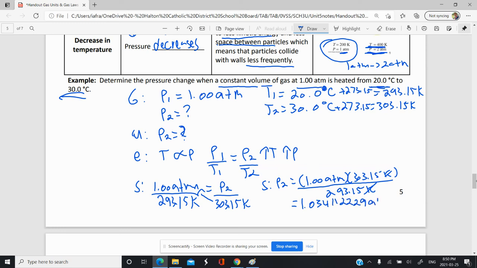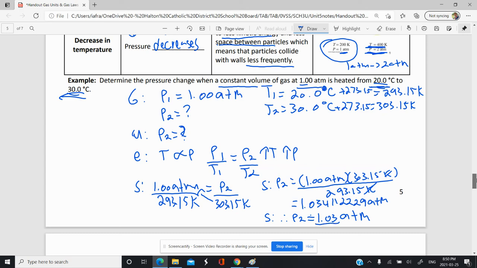1.034112229 ATM. Now, remember that we need to have the correct number of sig figs, so we're going to have our therefore statement. So therefore, the new pressure, P2, is approximately equal to, it looks like we're going to have 3 sig figs in our final answer, so we can round this down to 1.03 ATM. And it did go up, as we predicted. Our temperature went up, and therefore our pressure also went up a little bit, but it still went up nonetheless.